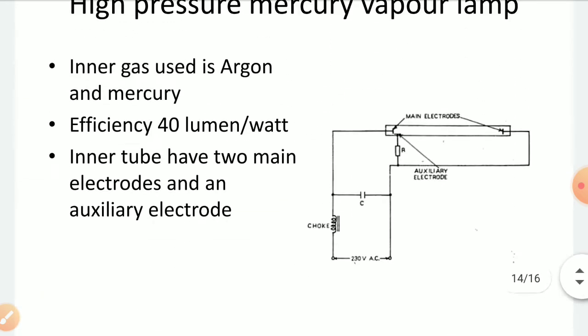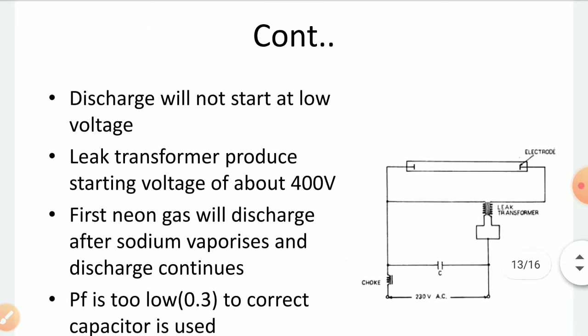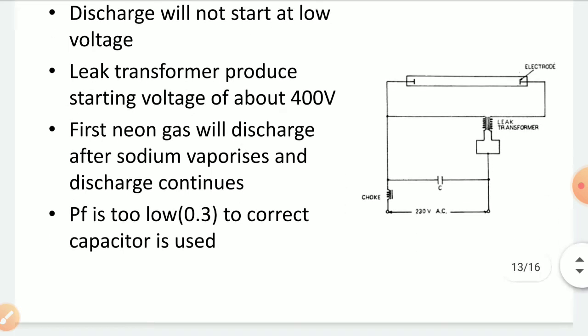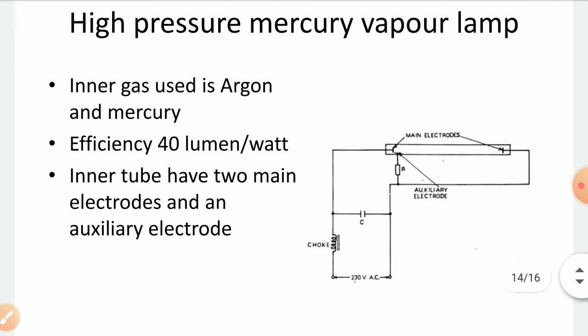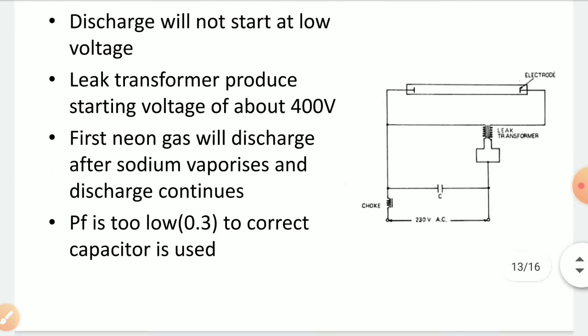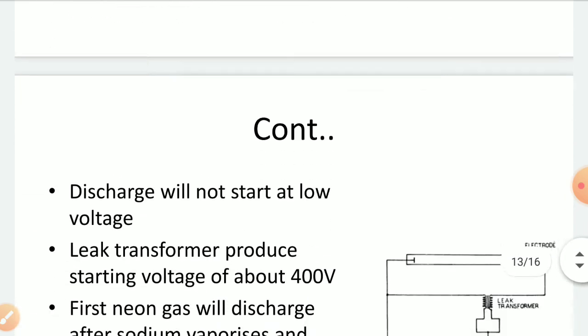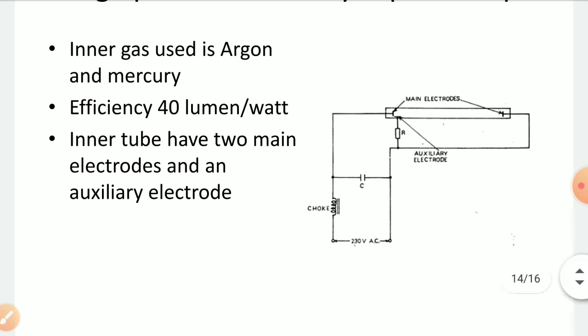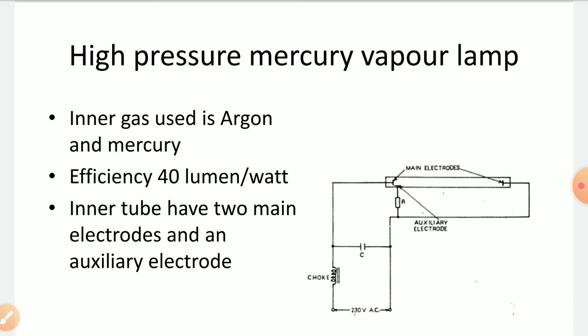So both the mercury vapor lamp and the sodium vapor lamp work on the same principle. But the difference is, in case of sodium vapor lamp you have sodium and neon gases, whereas in case of mercury vapor lamp you have mercury and argon gases. The efficiency is around 40 lumens per watt in this case, and around 70 lumens per watt in case of the sodium vapor lamp. The life of this mercury vapor lamp is also similar to that of the sodium vapor lamp, around 60,000 hours.